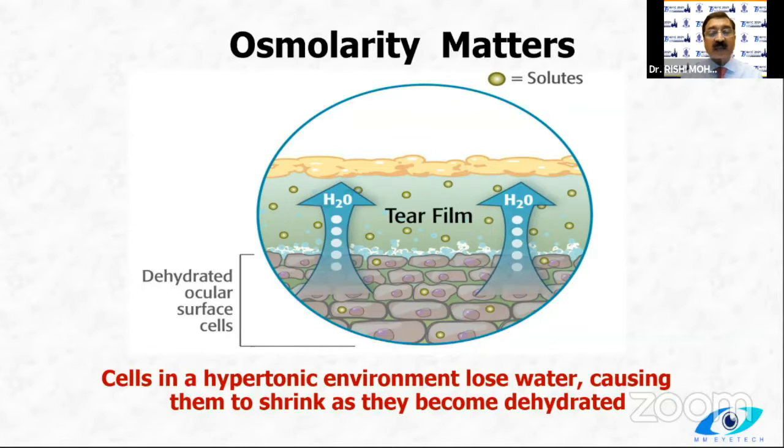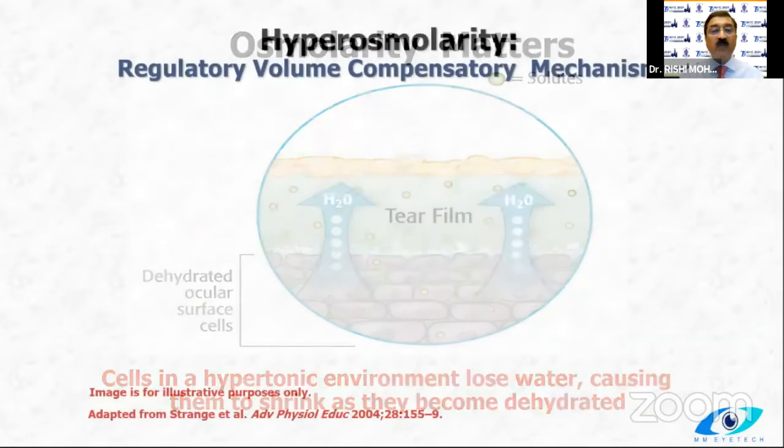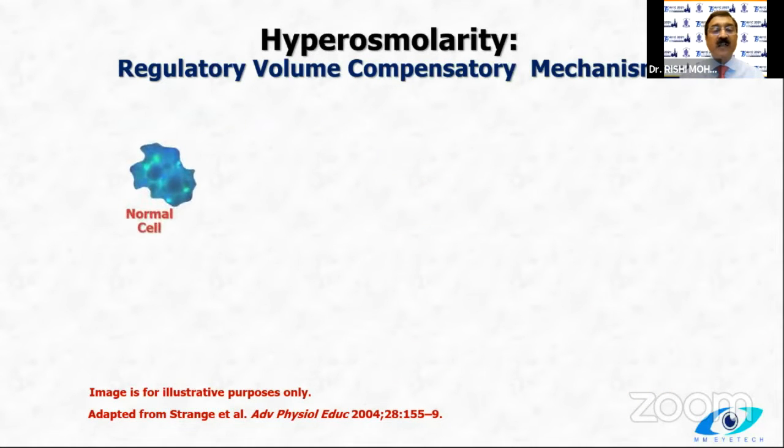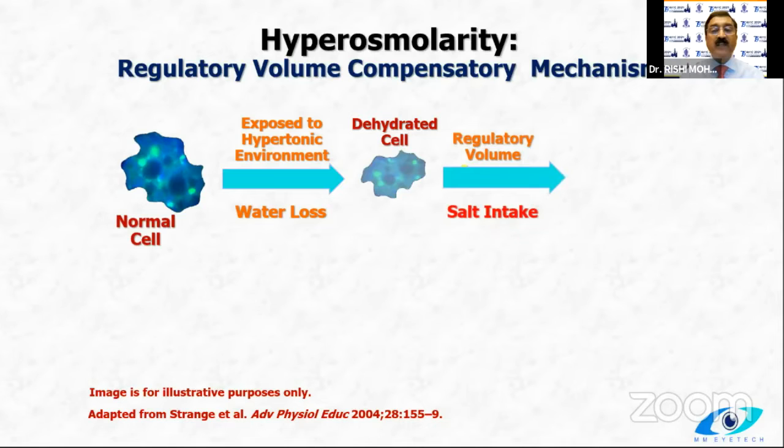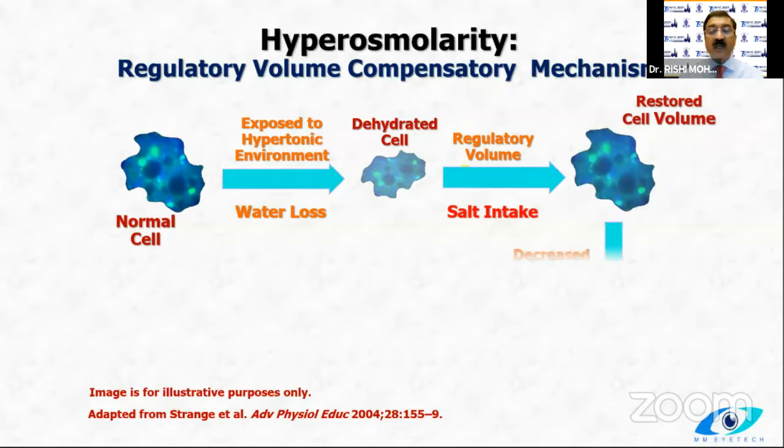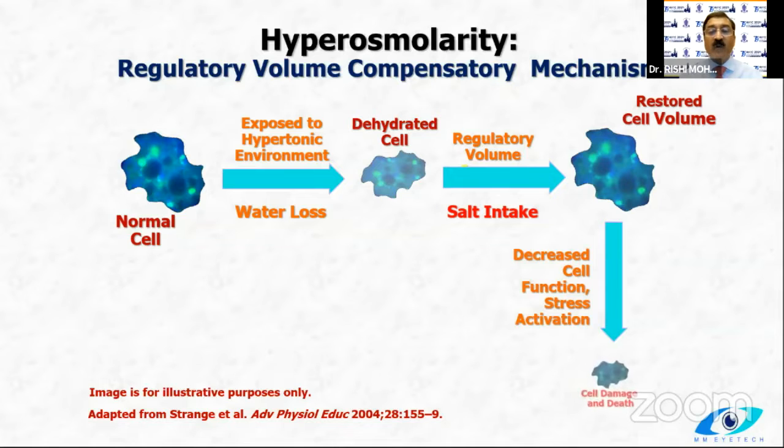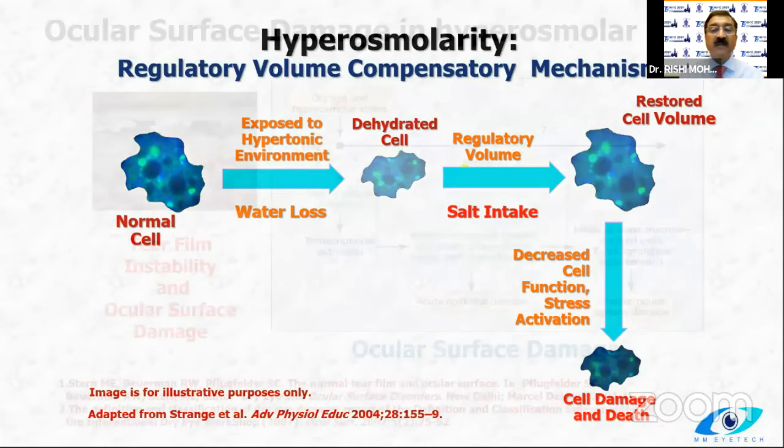But as you understand, a tissue cannot really shrink. So it has to retain its own volume. And so the cell undergoes what we call regulatory volume adjustment. And it does this by introducing or imbibing salts. And along with the salts come in the water, which restores the volume. However, the salts are metabolically active, and they decrease the cell function and cause stress activation, which then leads to cell damage and cell death.